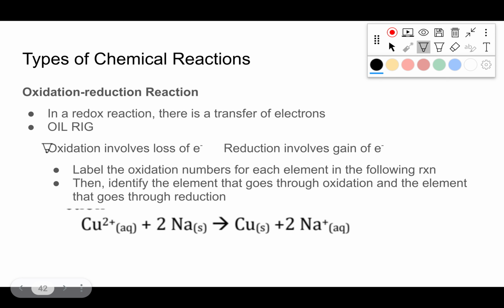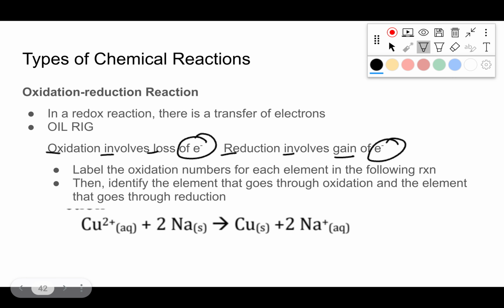OIL: oxidation involves loss, and specifically we're talking about electrons. RIG: reduction involves gain, again electrons. So step 1 for these oxidation reduction problems is label the oxidation numbers. Step 2 is figure out which thing went through oxidation and which thing went through reduction. So let's start by assigning this problem oxidation numbers.